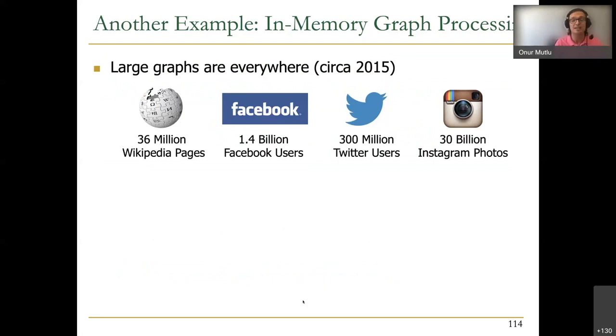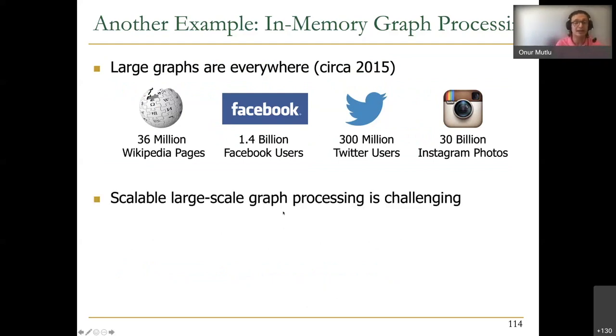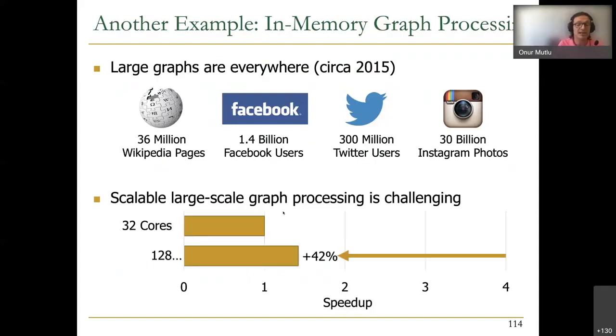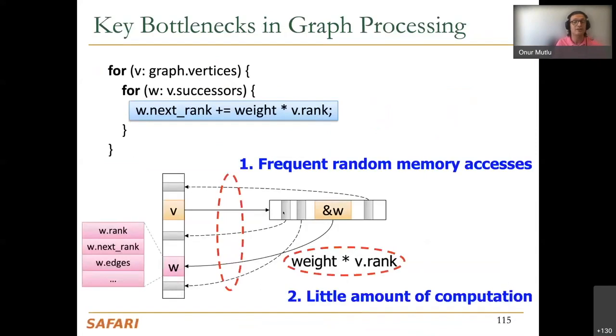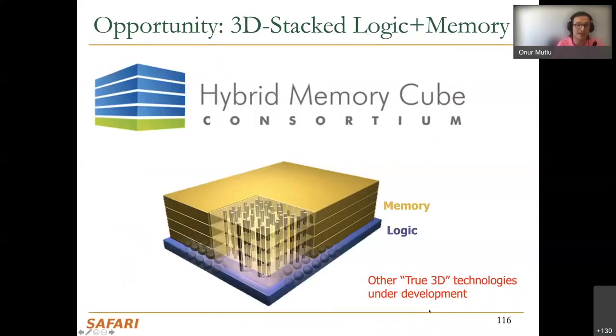And one important application we studied was graph processing. Clearly, graphs are everywhere. They're in machine learning, they're in bioinformatics, they're in social networks, they're in representing large amounts of data. And scalable large-scale graph processing, graph analytics is very challenging. As you can see, if you throw cores at it, you don't get benefit because you have frequent random memory access and little amount of computation. So the question we asked was, can we actually take advantage of 3D stacked memories for this?